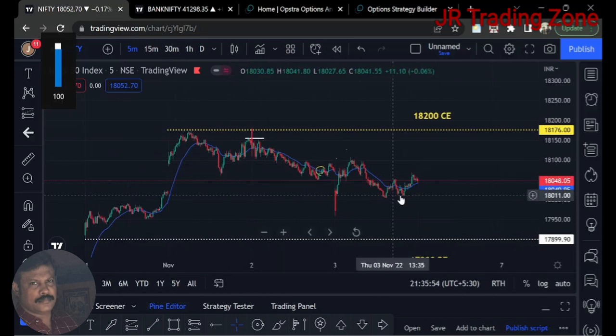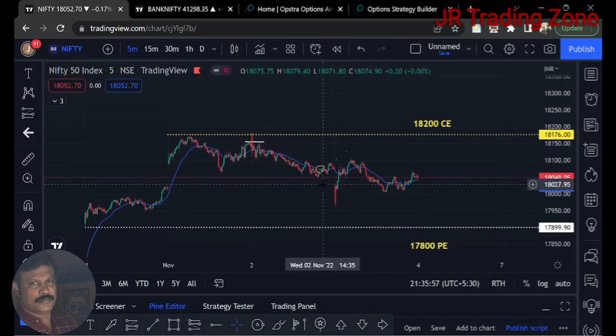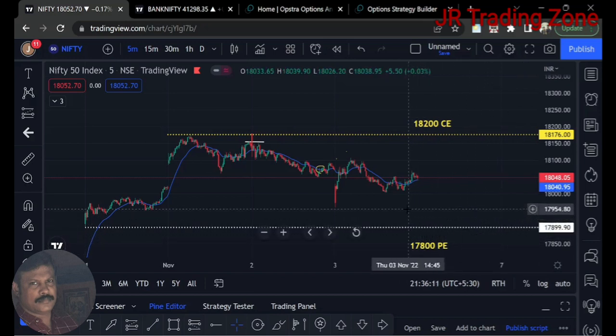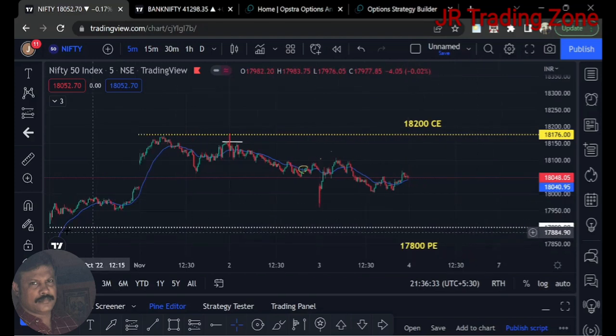Now you see, if you are a non-directional trader, here it has made a high of 18,176 and the low is 17,899. If you are a non-directional trader, we have more than 15 non-directional strategies according to different market scenarios depending on Indian VIX. India VIX means the volatility. Now actually the volatility is very less, and so the market is in a sideways range.